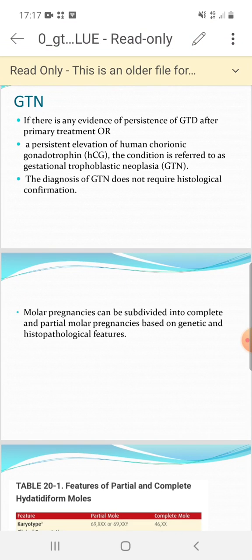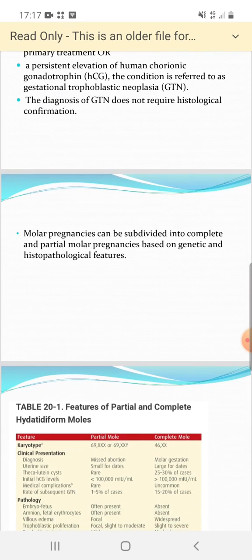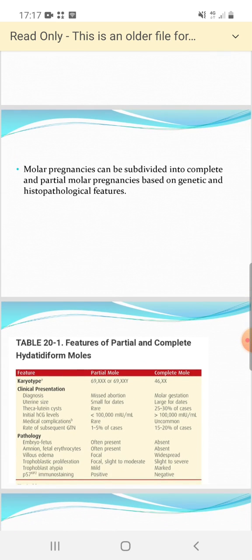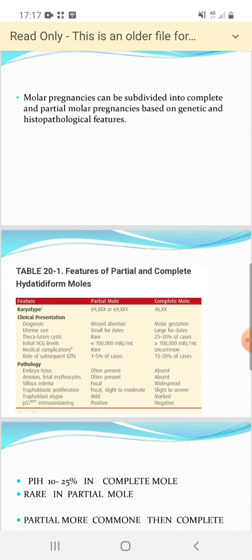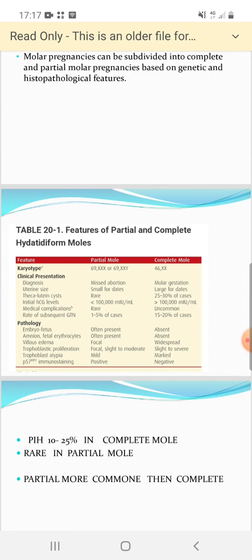The diagnosis of GTN does not require histological confirmation. Now, molar pregnancies are subdivided into complete and partial moles depending on the genetic and histological features. Now, there is a difference between the partial mole and complete mole. This is important for the interns. I'm going to discuss now the karyotyping.